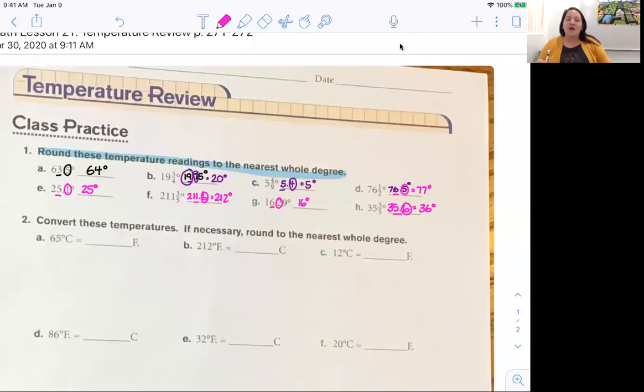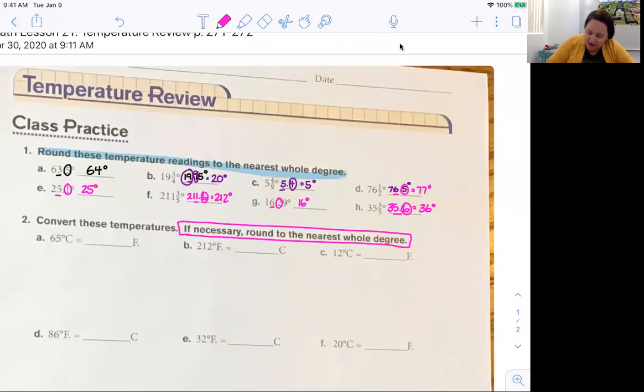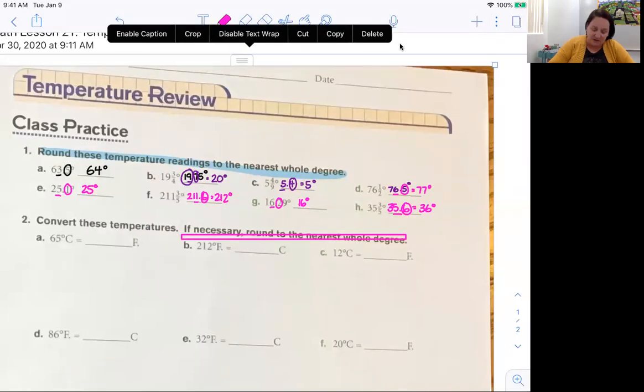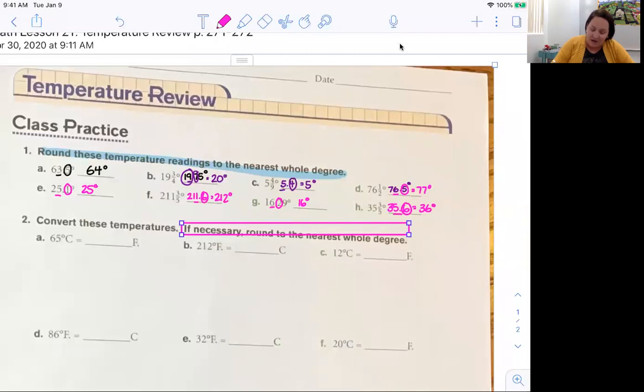Let's move on. We are going to be converting from Fahrenheit to Celsius or from Celsius to Fahrenheit. So we have to be super careful, and we need to be math investigators to see which one we have to use. It says, if necessary, round to the nearest whole degree. Sometimes we forget those directions, and we forget that we have to round. But we've always got to follow our directions.